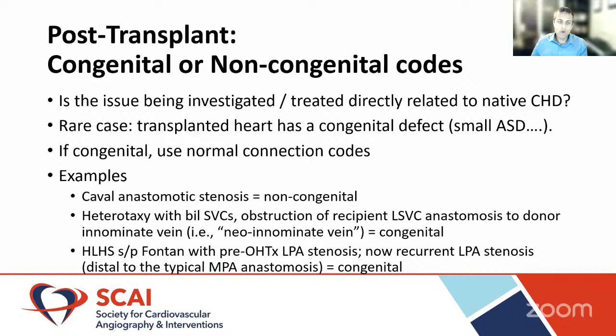I guess very rarely, if somebody were to transplant a patient that had a secundum ASD, then technically that would be a congenital issue. Because what we're talking about is the work of what you're doing in the cath lab, and we're talking about that heart that you're doing the work on. So the vast majority of transplanted hearts did not have congenital heart defects, right? And so that's why you would use a normal connection code.